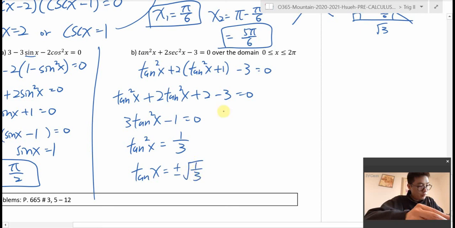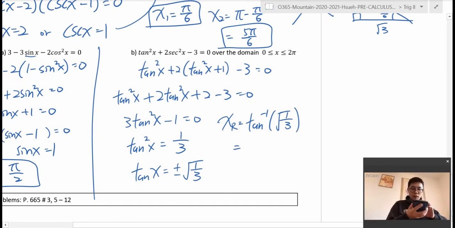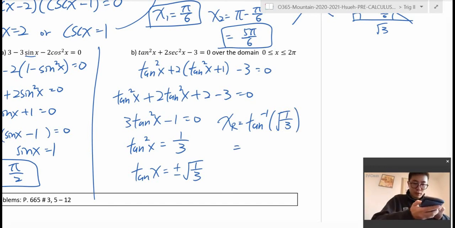Okay, so now you need to find the reference angle, and that is simply the inverse tangent of 1 over root 3, or square root of 1 over 3, same thing. Now I'm going to put this into the calculator. Make sure I don't make the same mistake as I did yesterday, forgetting to actually inverse the trig ratio. Inverse tangent of the answer in radian mode, perfect. This is going to be 0.52.